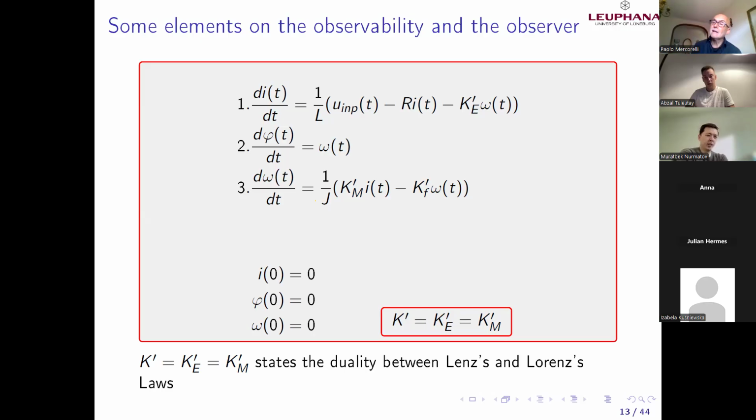Look, if KE is very small, if KE is 0, for instance, we don't have this element here. This means we don't have the connection between electrical and mechanical, better to say between mechanical and electrical. This means measuring the current, I cannot have information about omega or the velocity.